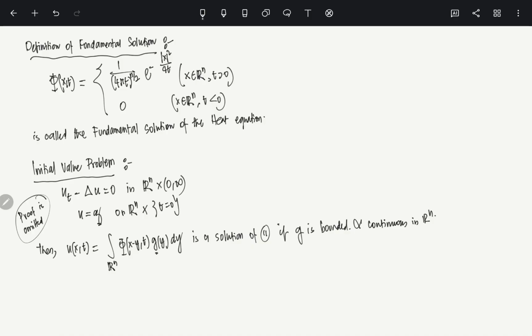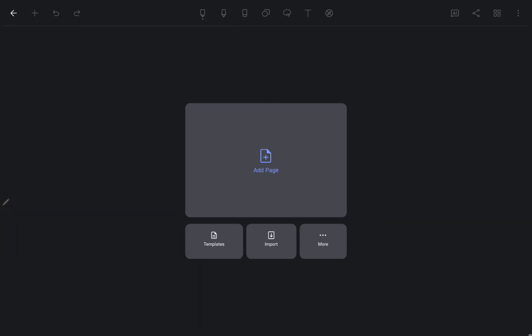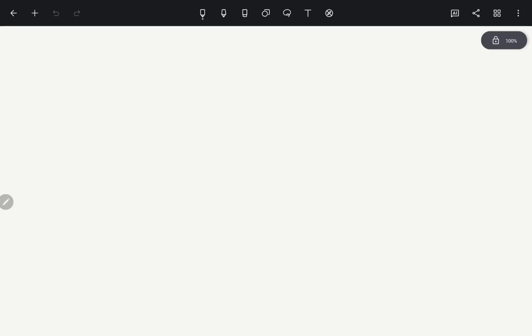Now with this, there is another small thing which we need to know here. This is called the infinite propagation speed. Infinite speed of propagation, we say.